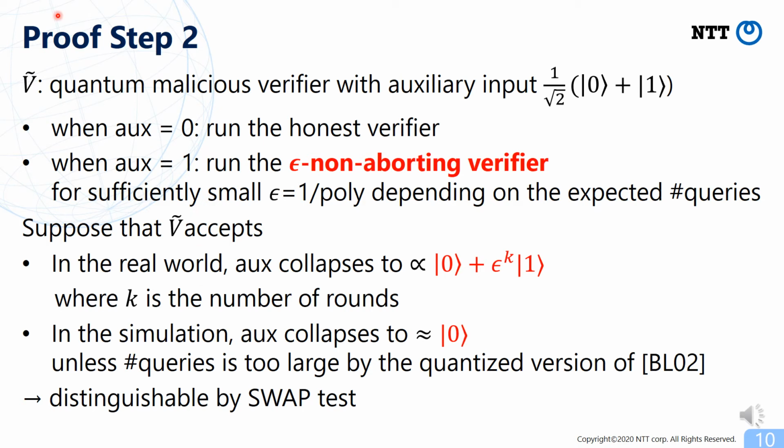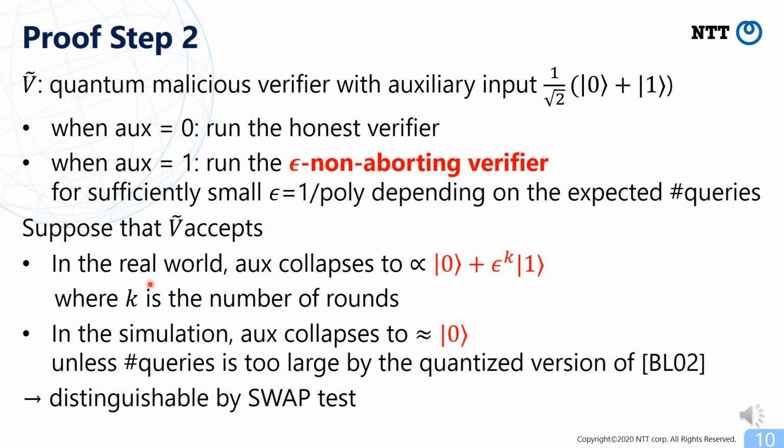In the next step, we consider a verifier V tilde, which is given an auxiliary input initialized to be the uniform superposition of 0 and 1, and when aux equals 0, then it just runs the honest verifier, and when aux equals 1, then it runs the epsilon non-aborting verifier for sufficiently small epsilon, depending on the expected number of queries. And I remark that because its auxiliary input is actually a superposition of 0 and 1, it runs these two cases coherently. And suppose that V tilde accepts in either the real world or simulation.